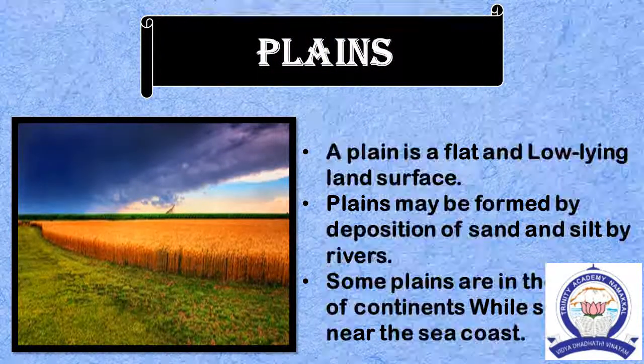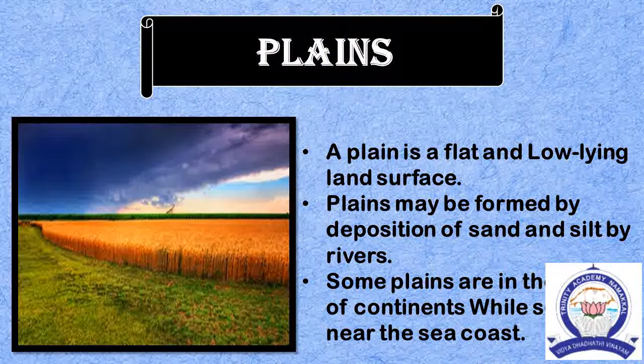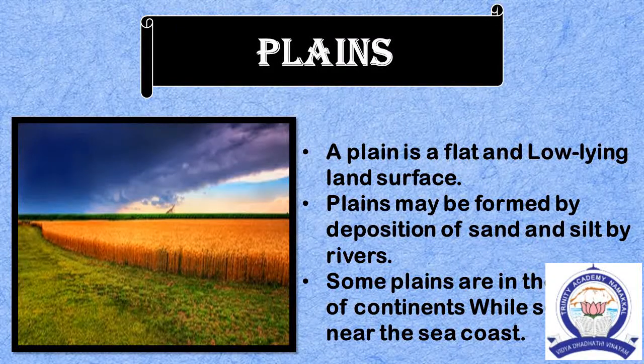Plains. Plains are nothing but a flat and low-lying land surface. They are also called lowlands. Now, how are these plains formed? The plains may be formed by deposition of sand and silt by rivers. What is meant by silt? Silt is a fine, thin sand. Rivers carry silt and sand with them. All this deposition of sand and silt forms plains.